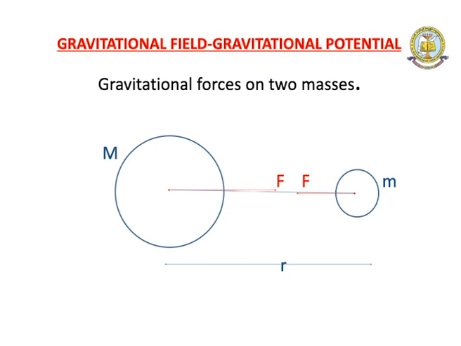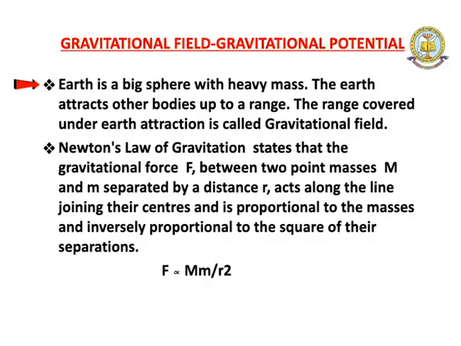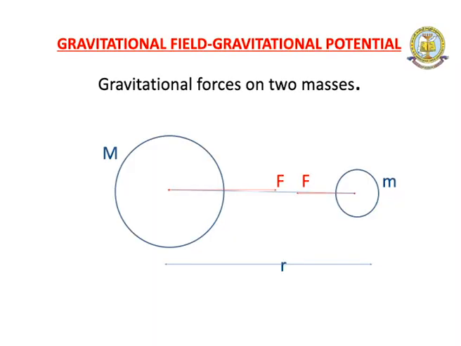So what are a gravitational field and gravitational potential? Let us consider one big mass and another small mass. They attract each other, and the distance between the two masses is r. Let us consider the big mass is the earth, a big sphere of heavy mass, and the earth attracts other bodies. The range covered under the attraction of this force is called the gravitational field. And for Newton's gravitation law, one example is a pen and a hand, both are attracted, that is the gravitational force.